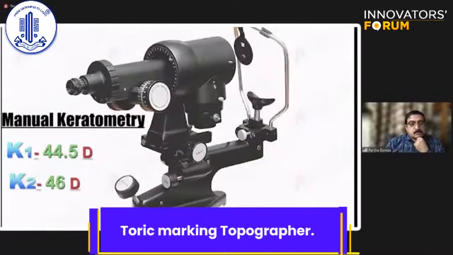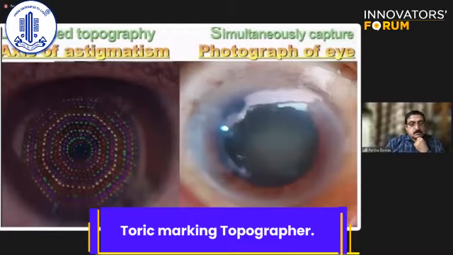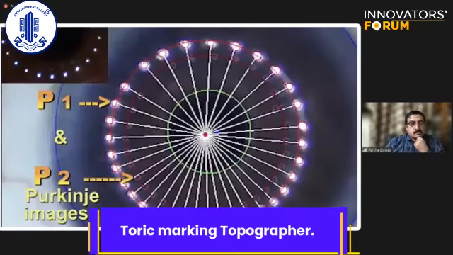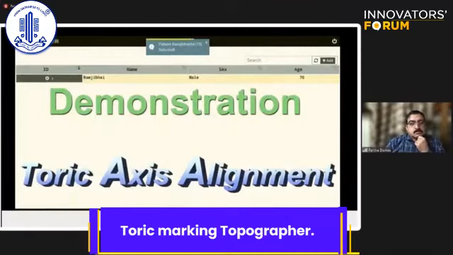Measure K1 and K2 from manual keratometry. LED-based topography for measurement of axis of astigmatism. Simultaneously capture photographs for axis marking in same head position. Prediction of posterior corneal curvature with respect to anterior corneal curvature by comparing P1 and P2 Purkinje images. Measure IOL power by immersion A-scan. Demonstration of toric axis alignment.